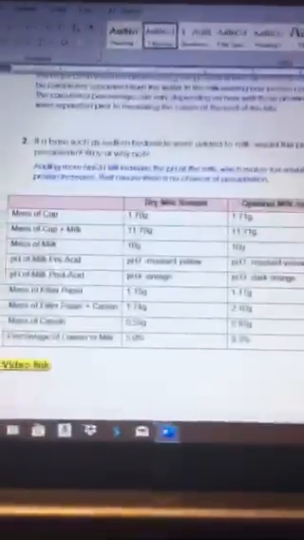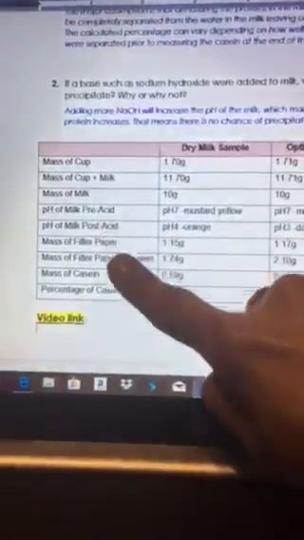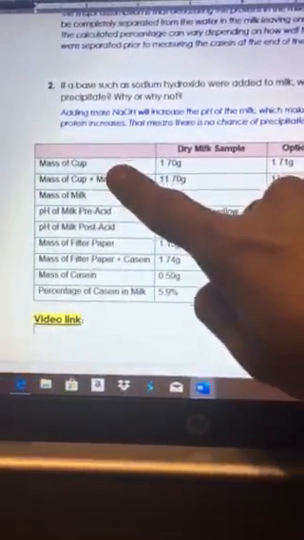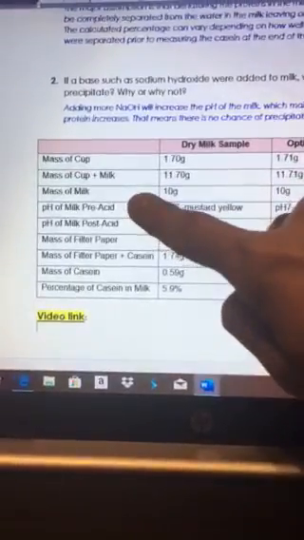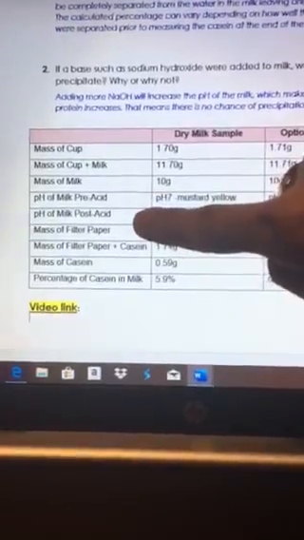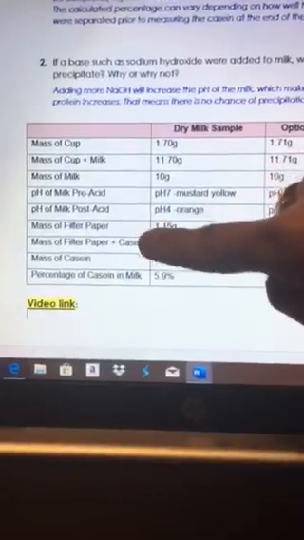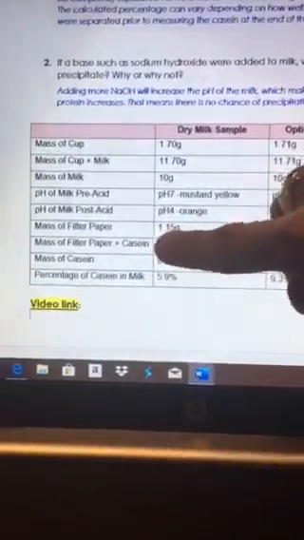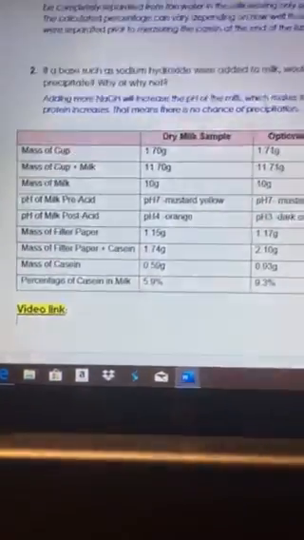So here I have my table. Pretty much all my items are listed here. The mass of the cup, the mass of the cup plus the milk, mass of the milk, pH of milk pre-acid, pH of milk post-acid, mass of filter paper that was used, mass of filter paper plus the casein, mass of the casein, and percentage of casein in milk.